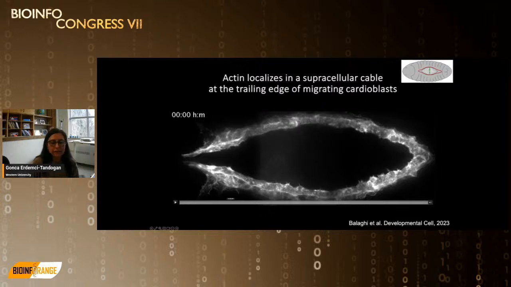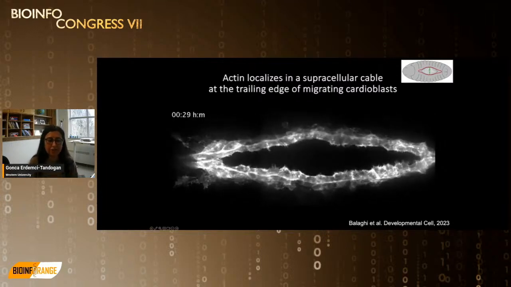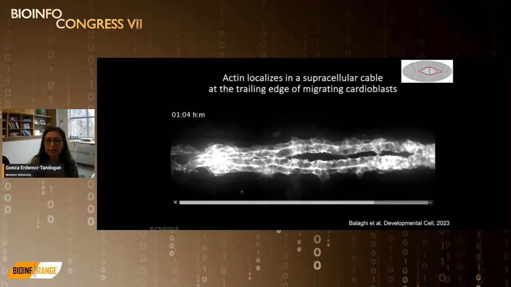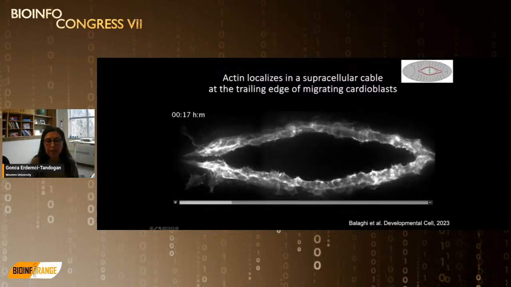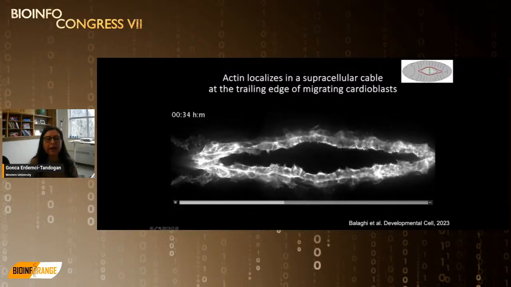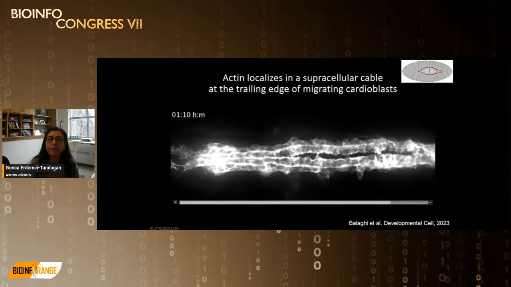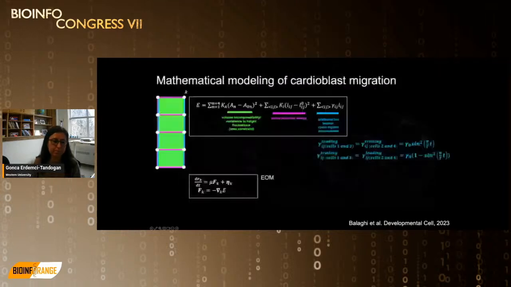And this is the second group of cells, the pericardial cells, that you see on the two ends of these cells again. And actin is another tension-generating protein, which localizes between these groups of cells. You can see this bright cable, which is a supracellular cable. So actin localizes there and creates a supracellular cable, suggesting that there is a physical boundary between these two neighboring cells, between the cardioblast and pericardial cells.